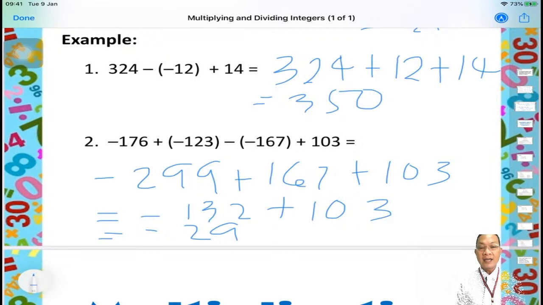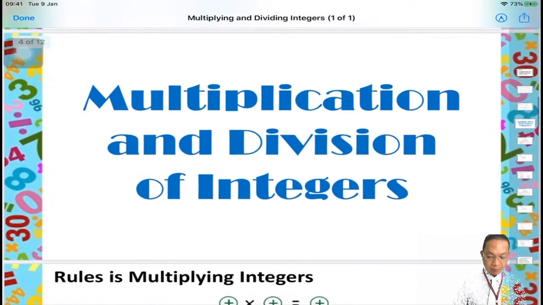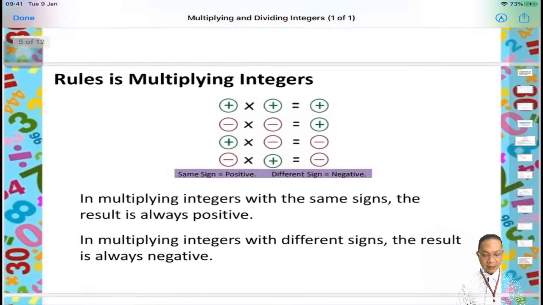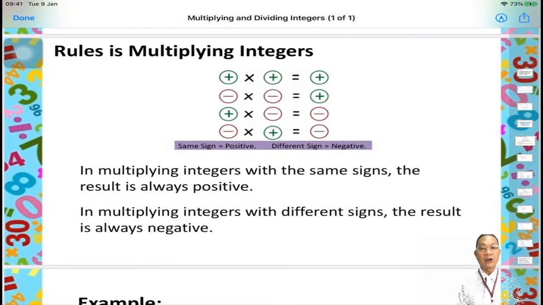Our lesson for today is multiplying and dividing integers. Let's go to the next. Multiplication and division of integers. So today we're going to tackle two topics because multiplication and division of integers have the same rules. So we can just take the two topics. So the first one is multiplication of integers, or multiplying integers.